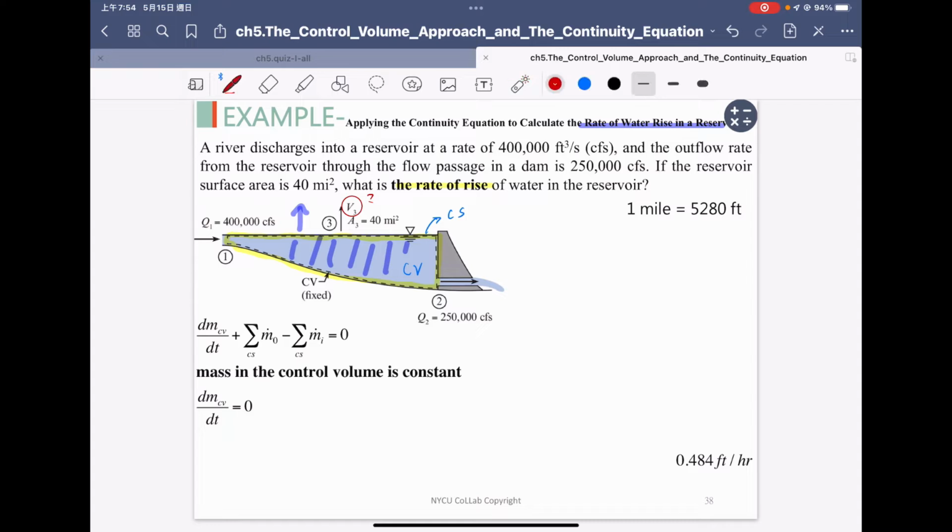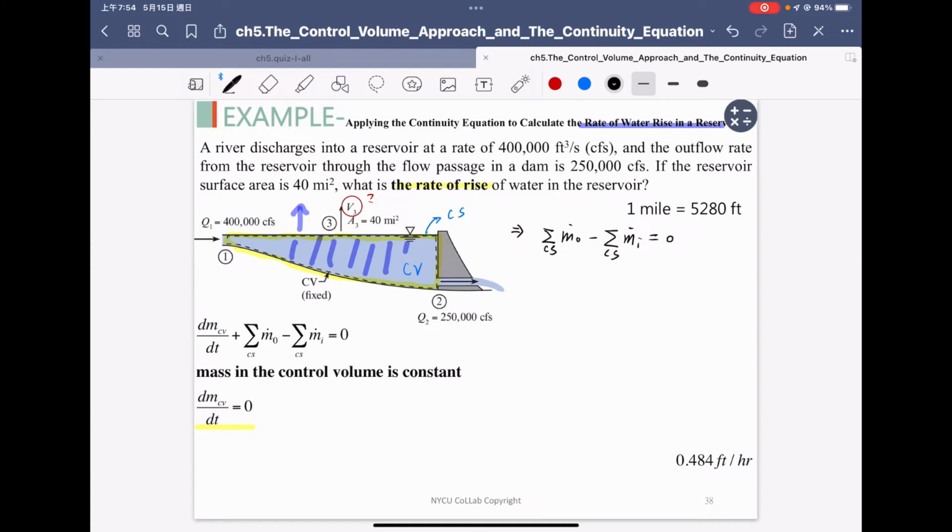So in that case, we know that we don't have the term dMCV/dt, which will equal 0, because the mass in the control volume doesn't change with time. So we only have the sum of the outflow rate along the control surface minus the inflow rate along the control surface equal to 0.